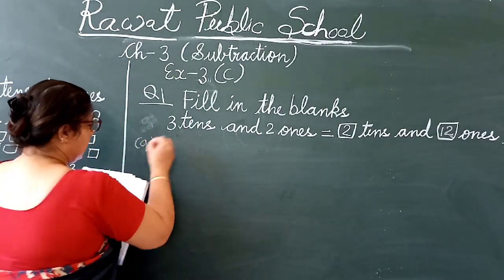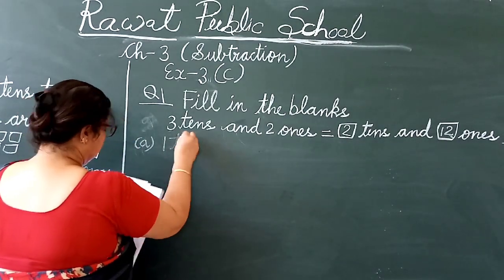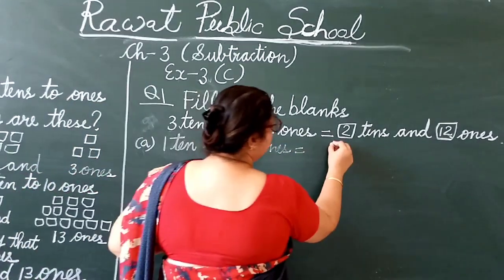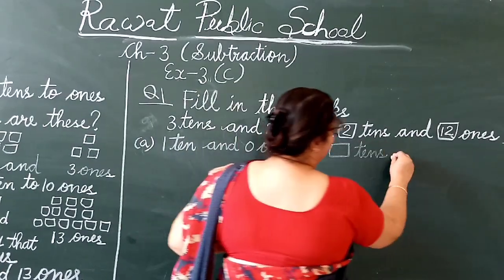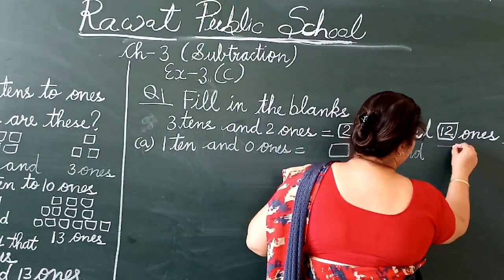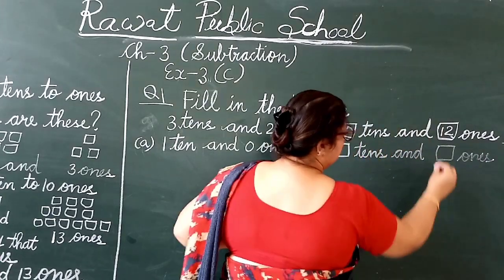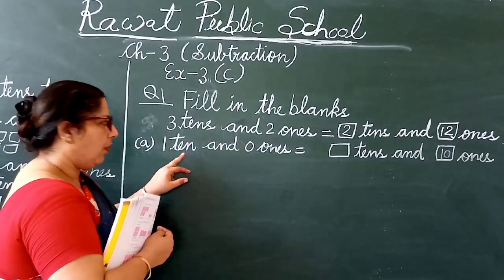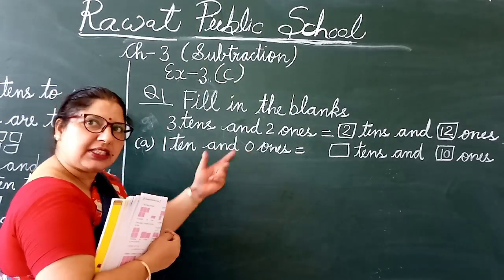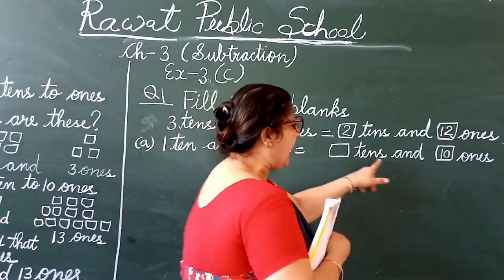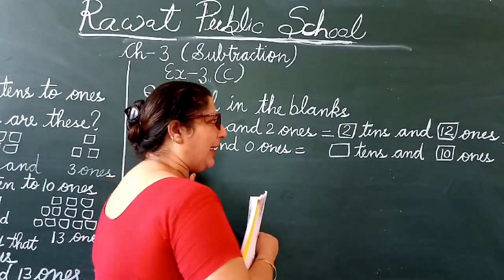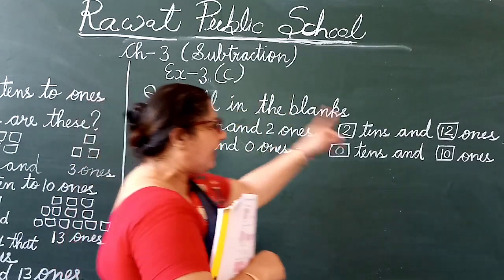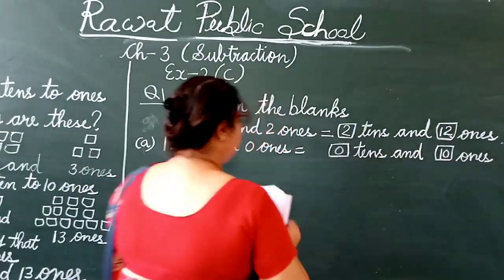Now sum number A. 1 ten and 0 ones is equal to dash tens and dash ones. Now look students, here it is 1 ten. 1 ten means 10 ones and 0 ones means 0. So 1 ten means dash tens and 10 ones. तो 1 10 में से हमने 1 10 को माइनस कर दिया तो क्या रह गया यहाँ पर हमारा 0 tens. 1 ten minus 1 ten is equal to 0 और 1 10 जो है वही हमारा यहाँ पर आकर क्या बन गया 10 ones. So you all understand.